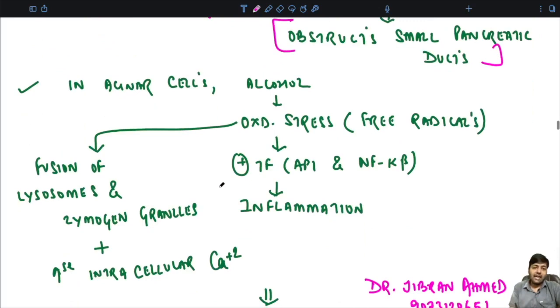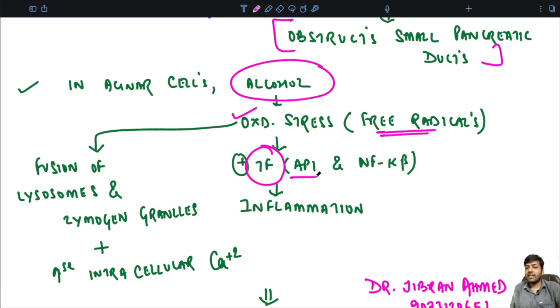Now, in the acinar cells, remember, alcohol is also acting as a toxin. It is causing oxidative stress by the release of free radicals, stimulating certain transcription factors like AP1 and NF-kappa B, which further stimulate more inflammation and cause release of more inflammatory mediators.